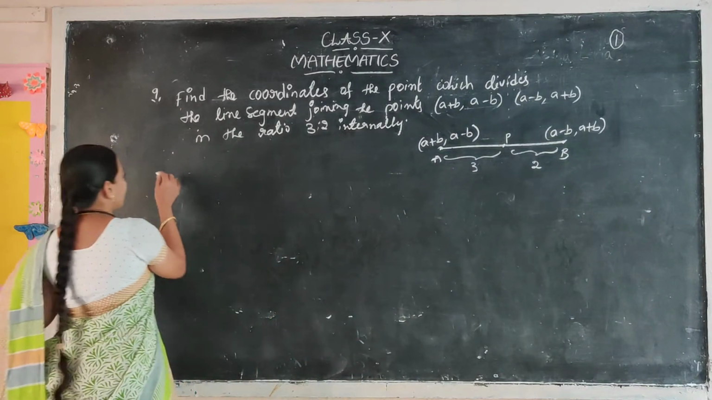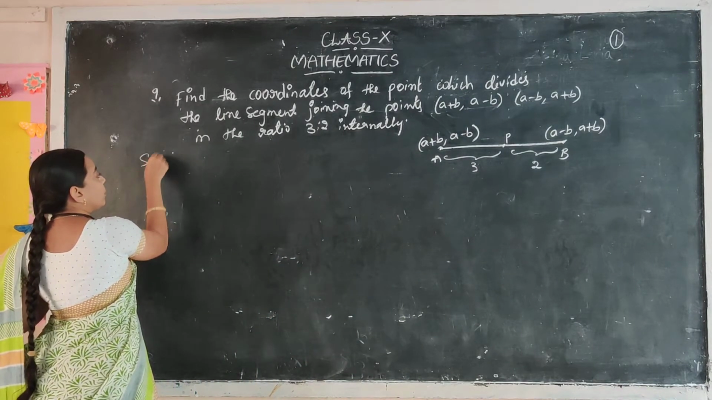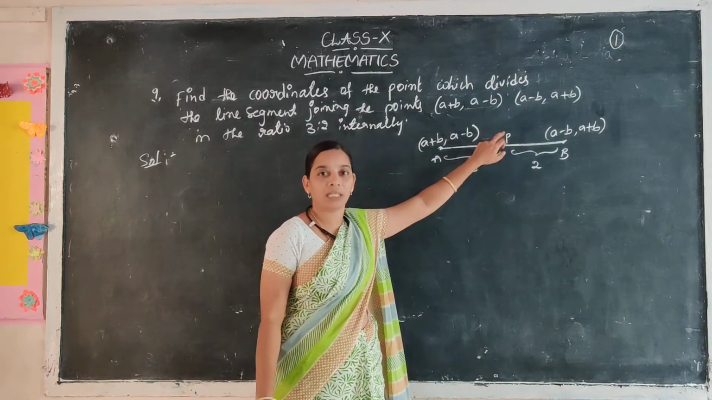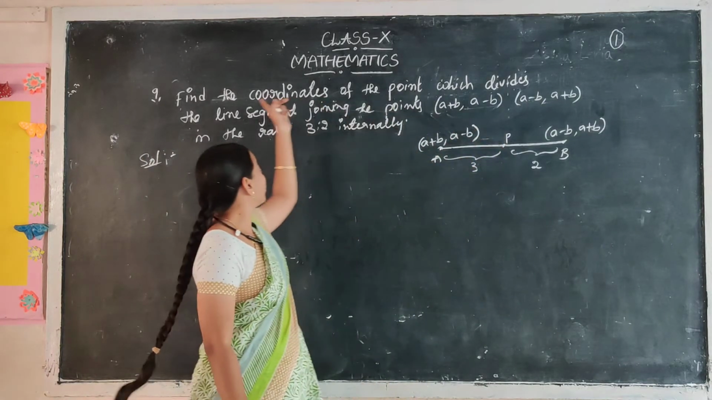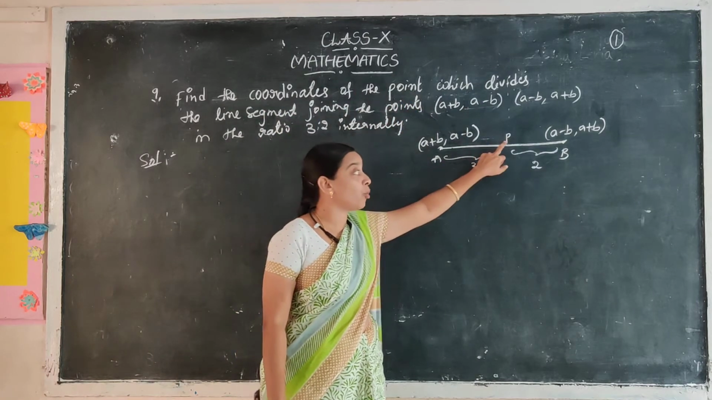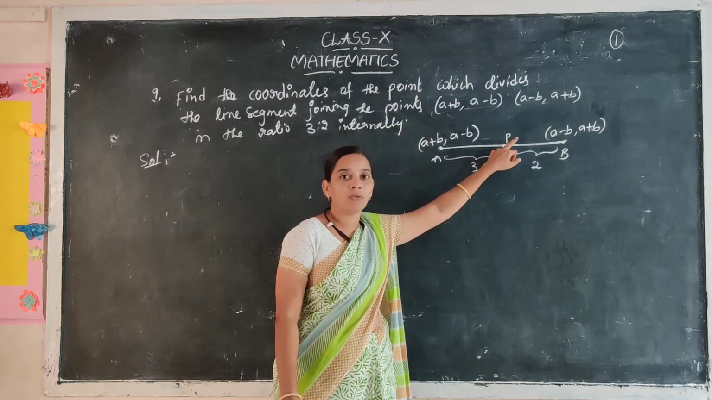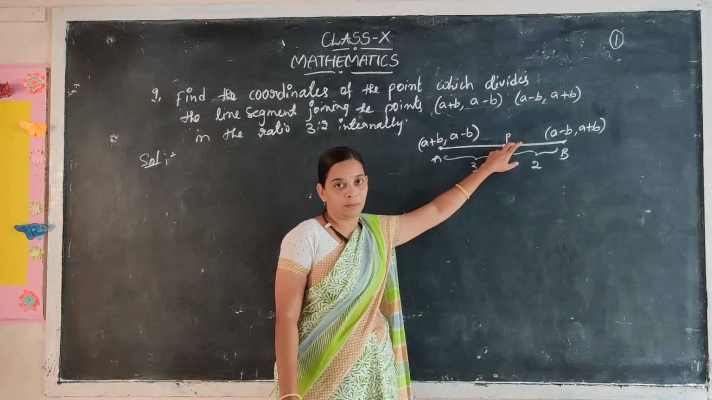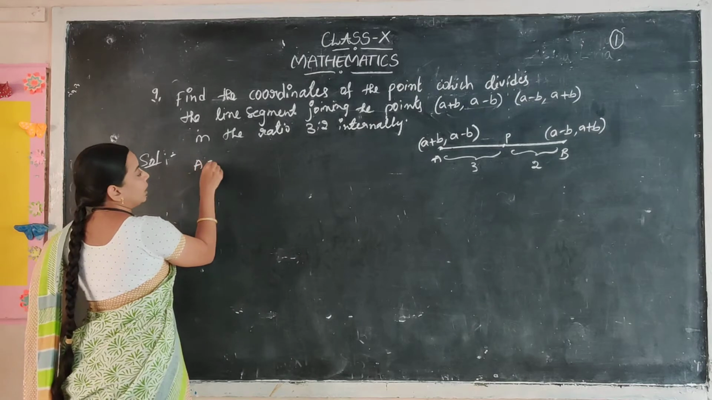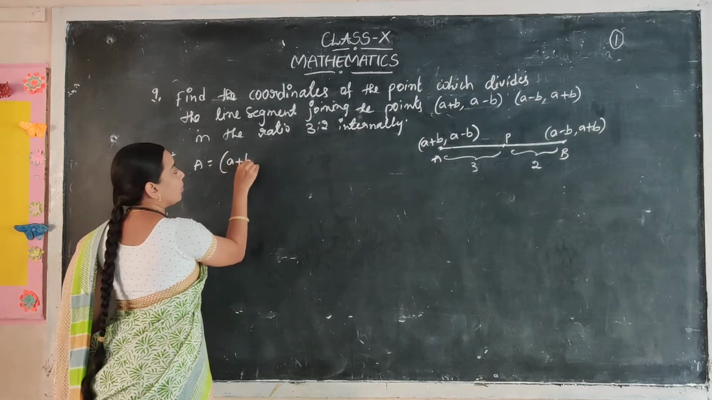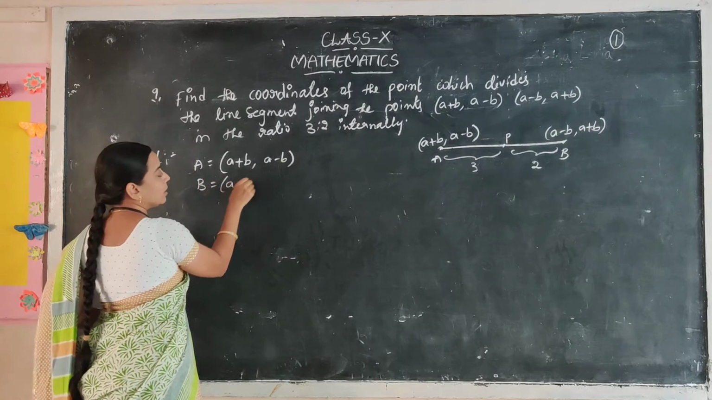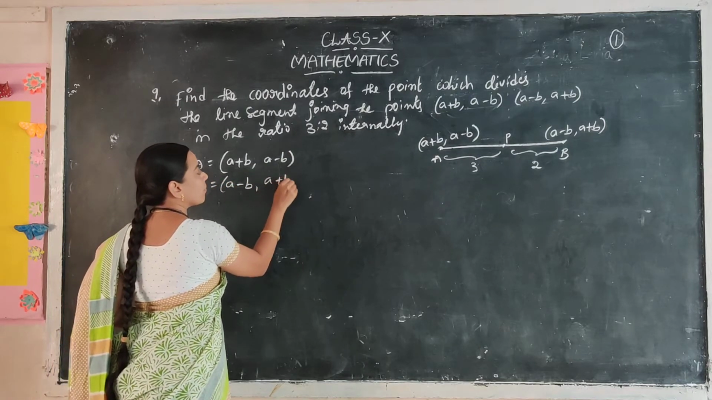So what is the section formula? By using that section formula we have to find the coordinates of P. So that is the unknown. The question is only this: find the coordinates of the point. The point is denoted by P, and we want to find the coordinates of P. So first of all write the given coordinates: a plus b comma a minus b, and the second coordinate is a minus b comma a plus b.